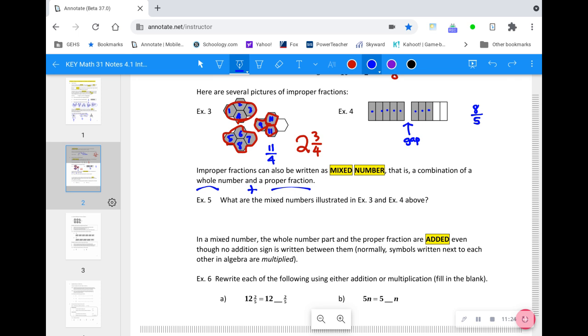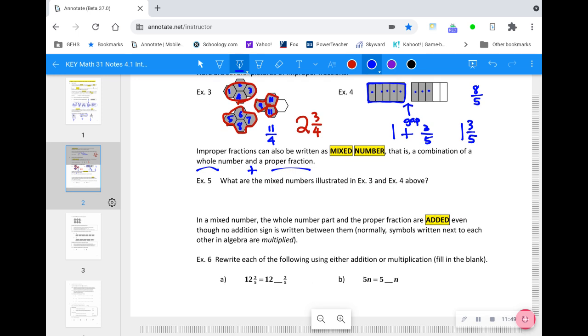Now on this one we have our whole object here. We get that from cutting something into 5 parts and then taking all 5 parts. So there's 1 plus the 3/5 that are down on the other end, down here, these 3/5. And so when you put this together as a mixed number, you say 1 and 3/5, and you write it like that. 1 whole object and 3/5 added to it.